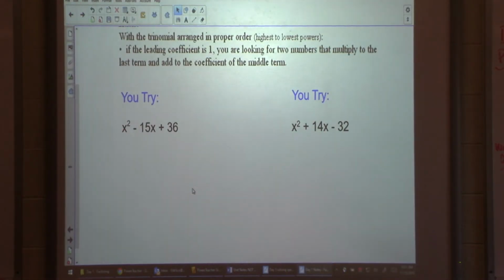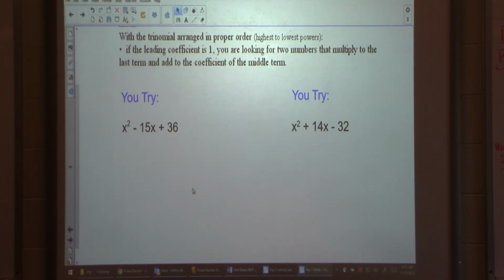Is 6 and... add to 15. What other 36? Nope, it'd be multiplied 36, add the negative 15. Write that. Something want help? X minus 10.